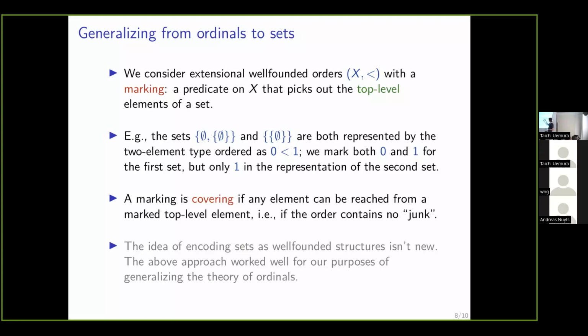But for this one, we actually mark both of these things because they both are at the top level. Whereas for the second one, you only mark the top level. This guy is sitting in there. So this guy points to 0, this one points to 1. You only mark this one because it's only there at the top level. This idea of the marking is just telling you which ones are at the top level and which ones are all the way down as an element of an element and so on.